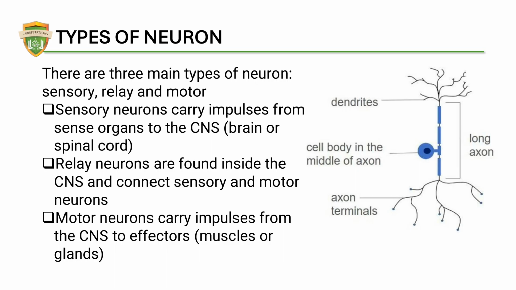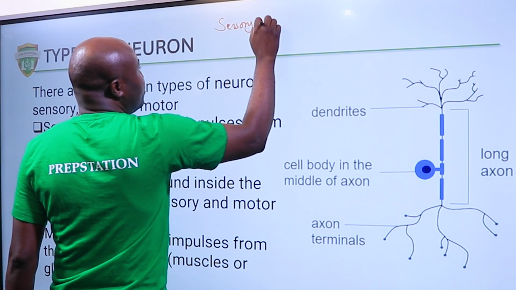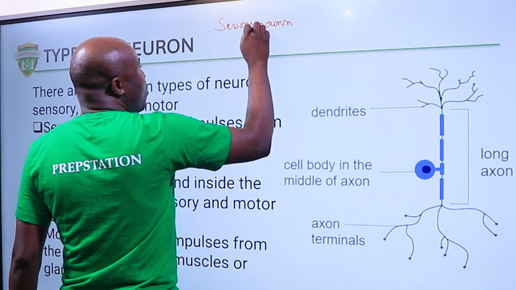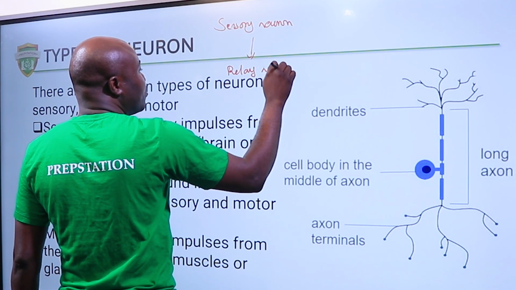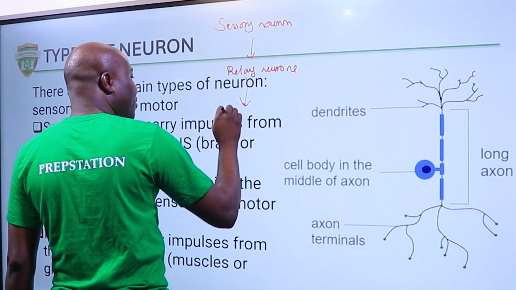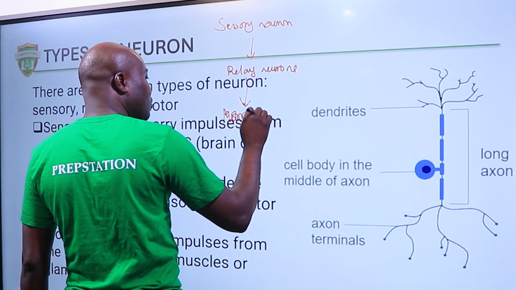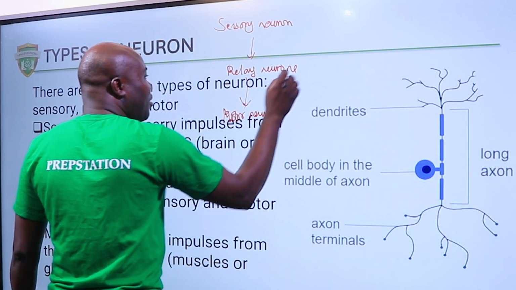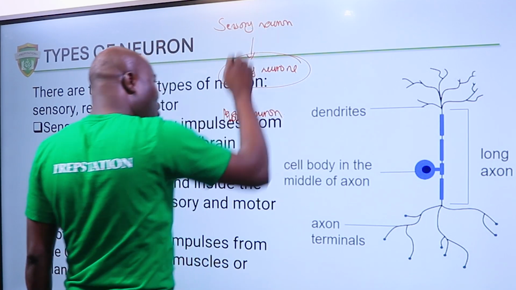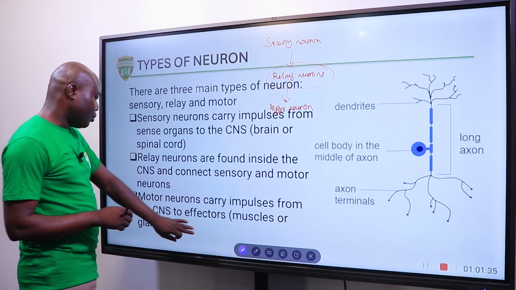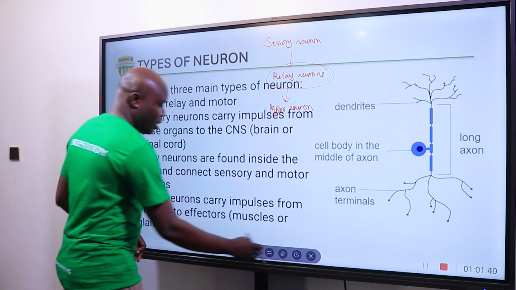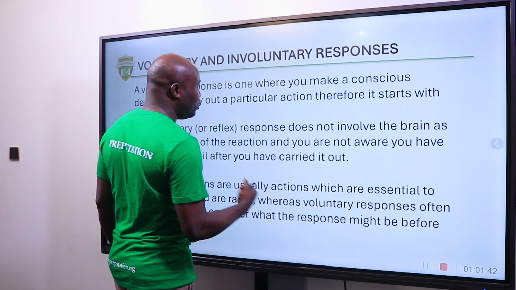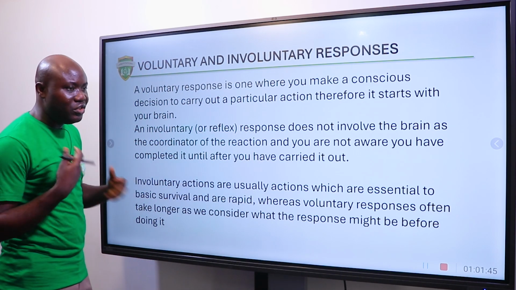So now pay attention. You have the sensory neuron, you have your relay neuron, and from there you have the motor neuron. Okay, so now this is the intermediate that connects these two together. The motor neurons carry impulses from the CNS to the effector. What are the effectors? They are those tissues that help you to effect the changes.